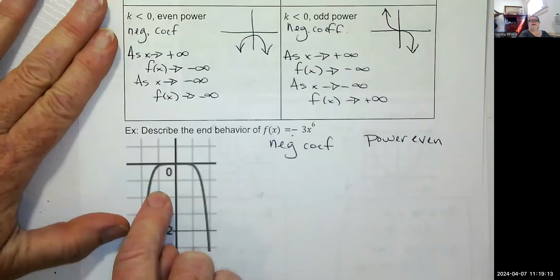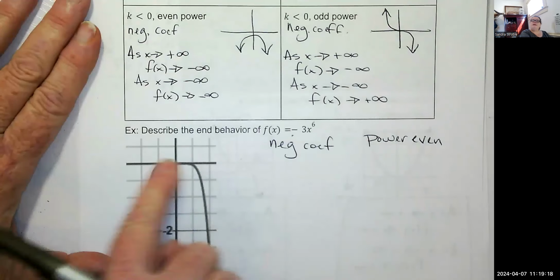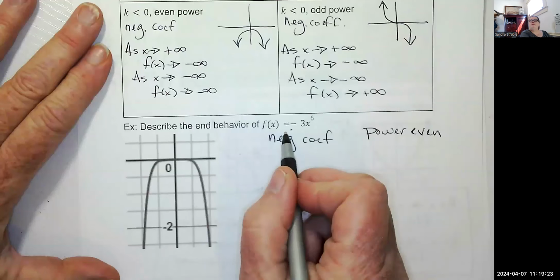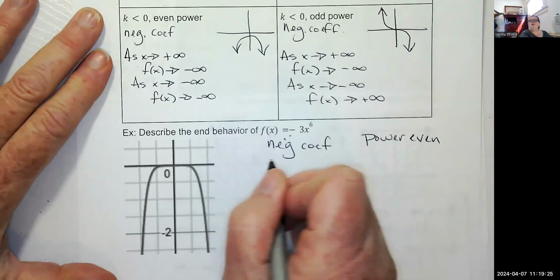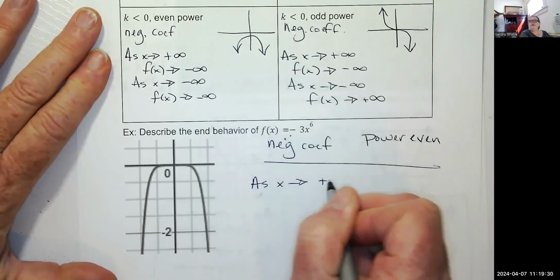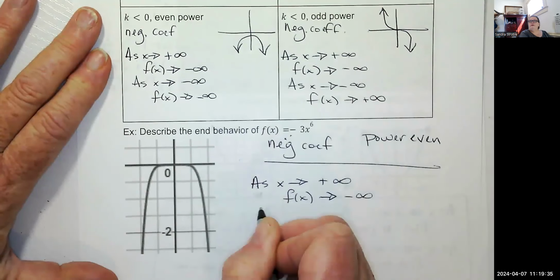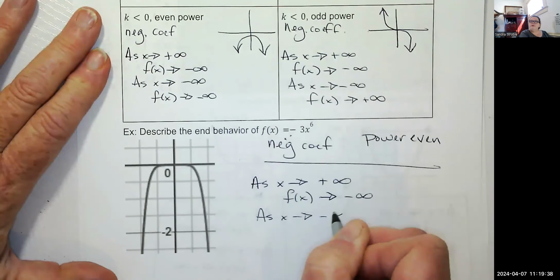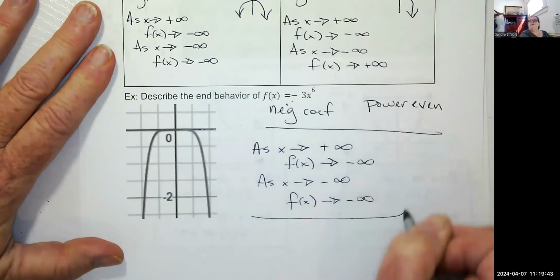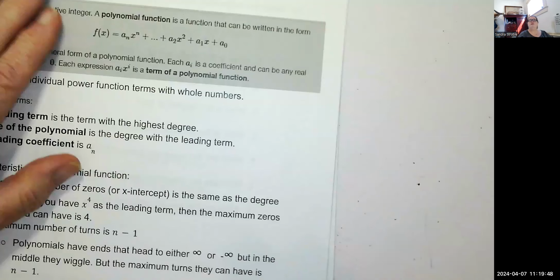If I wanted to just look at it, I can see that as x approaches positive infinity, f of x is negative. And as x approaches negative infinity, f of x is negative. But verifying it with the function itself is fabulous. You need to be able to do that. So as x approaches positive infinity, f of x approaches negative infinity. As x approaches negative infinity, f of x too approaches negative infinity. And there's the end behavior. And that is describing the end behavior. That's my expectation of what you need to write.